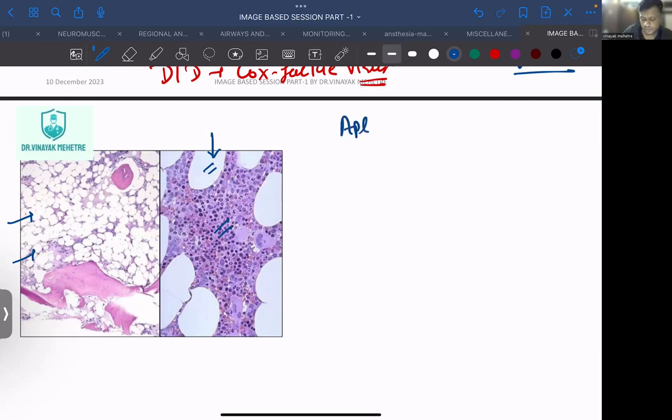So what will happen inside? This is actually aplastic anemia. This is normal. Fat cells will increase, aplastic cells will increase. Okay, where is aplastic anemia found? There's not much to read about it.